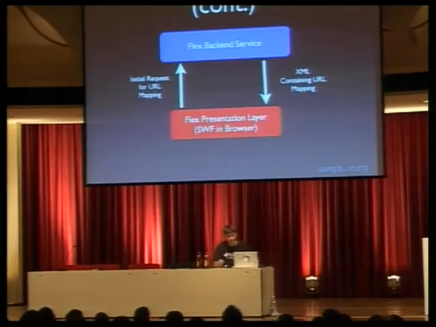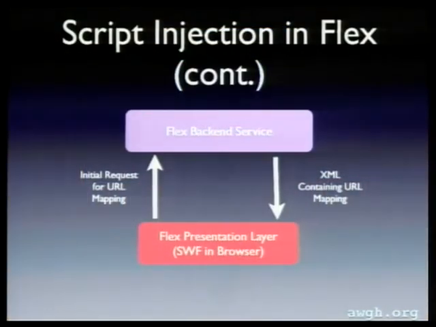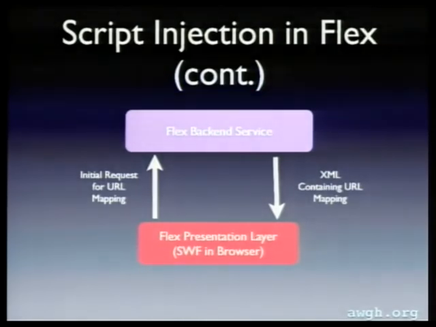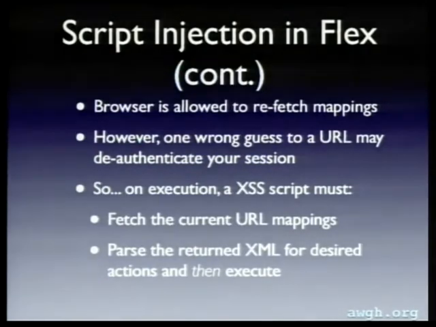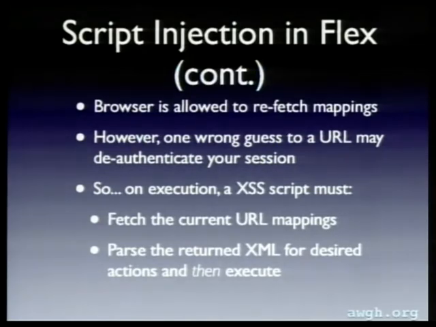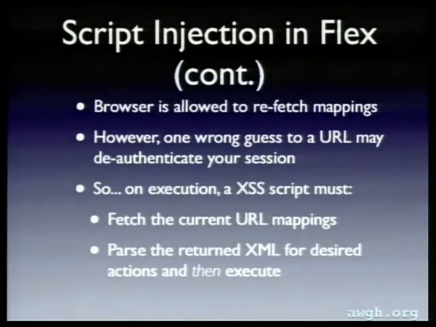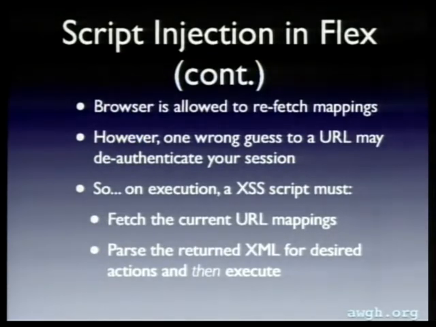So after login, the SWF presentation layer makes a request to the backend for an XML mapping for the current scrambled URLs. It maps the action to the correct URL, sorry. But if you think about how you would implement this, it would be very difficult or impossible to have a rule where the browser could only request this mapping once. It would be almost hopelessly prone to failure. So you're allowed to re-request the URL mappings anytime you want to.